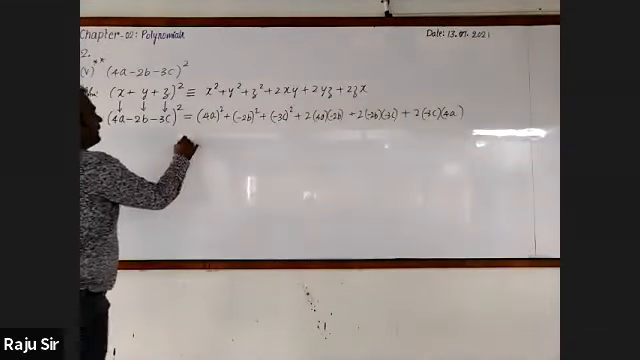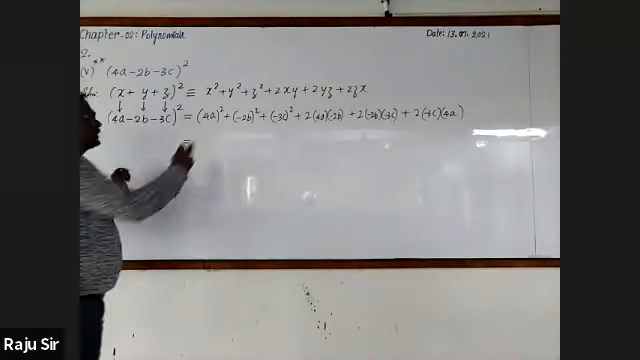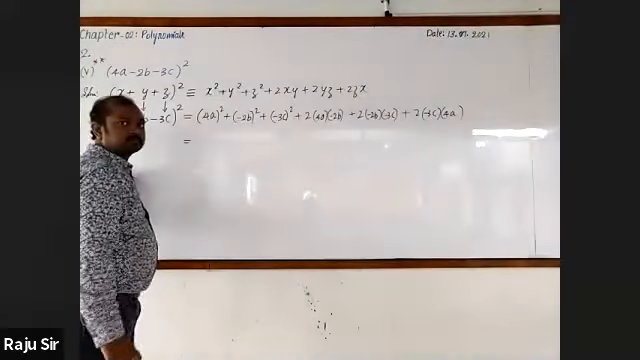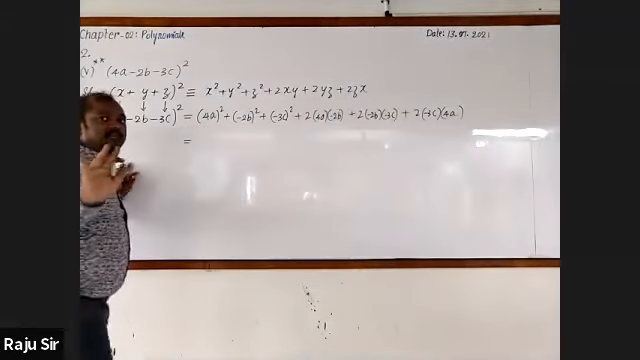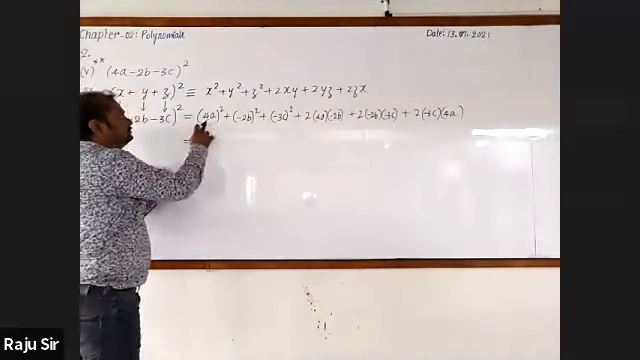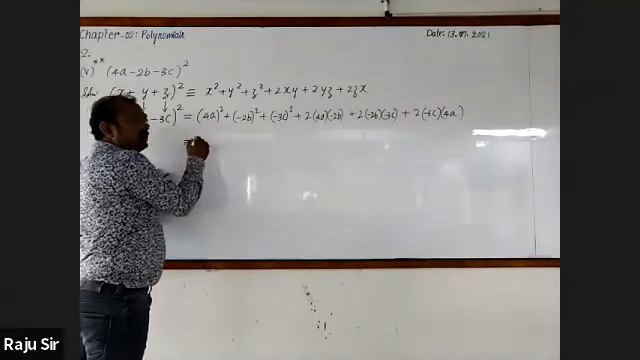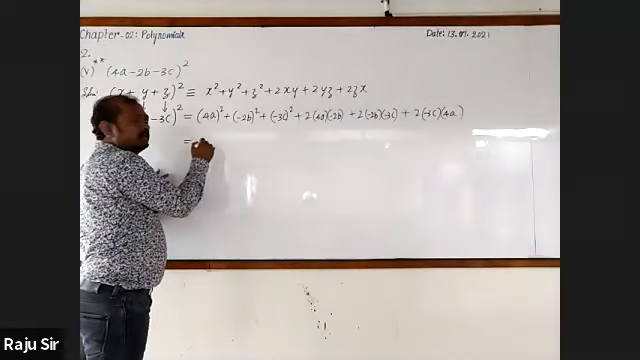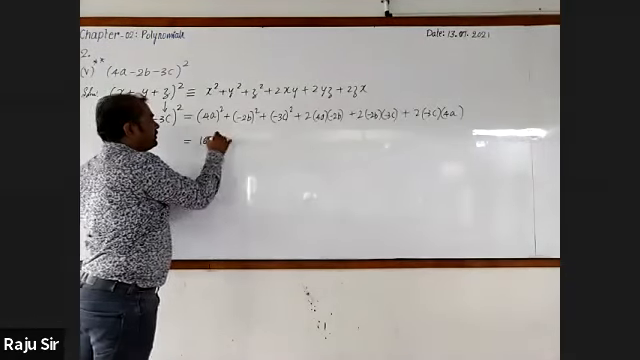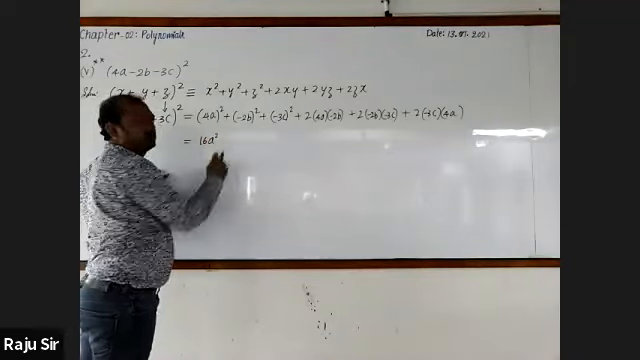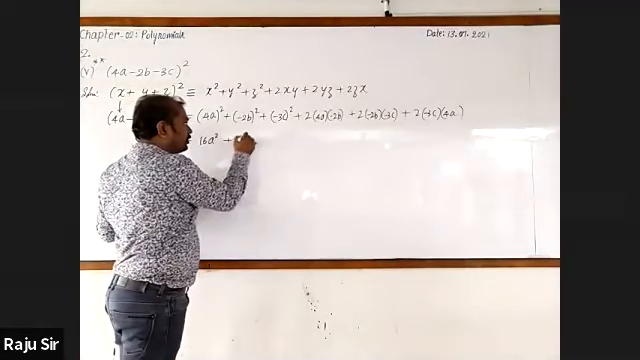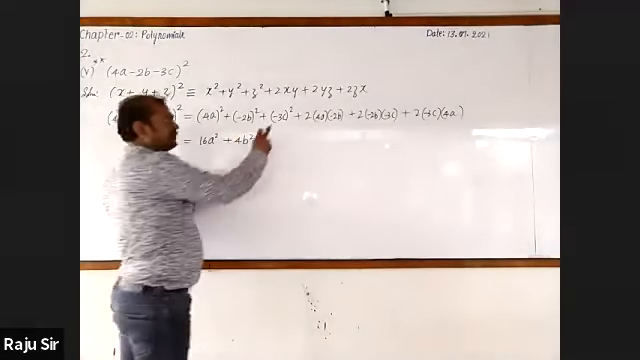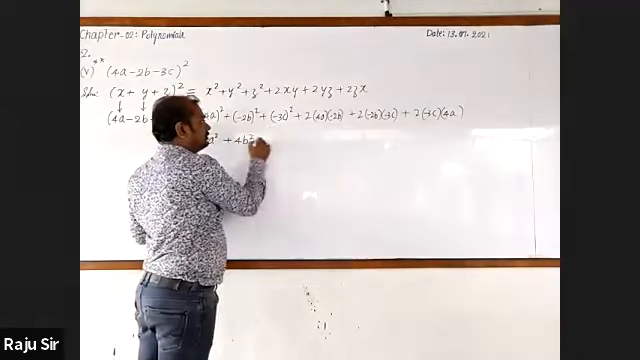Niharika, simplify first. 4a whole square. 16 a square. Very good. Plus 4b square. Plus 9c square. Very good.